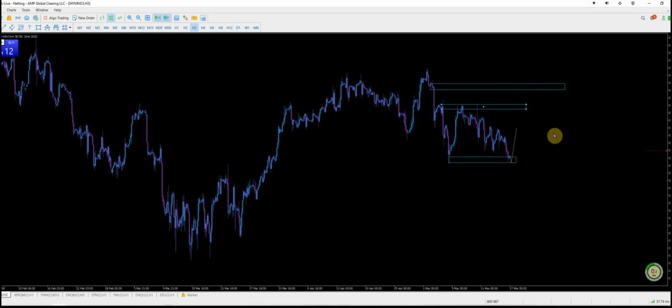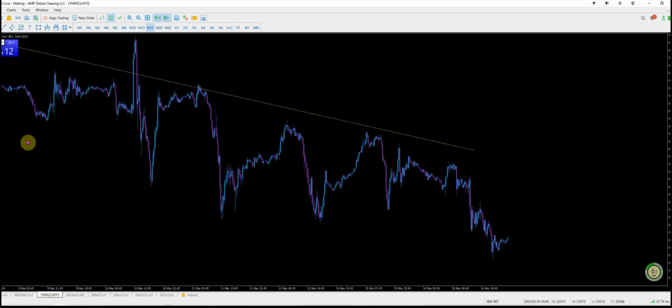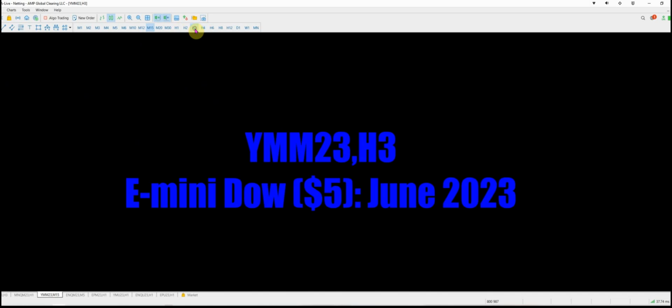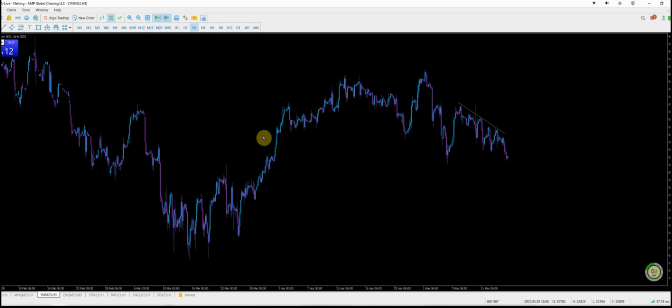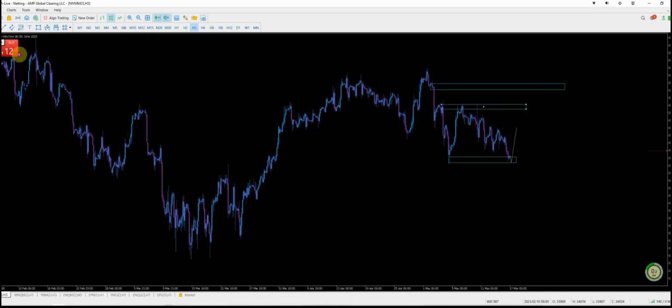Because this happens to be the micro, which is the MYM, as opposed to the full contract, which is the YM, which is this one. But you can see it's going to look exactly the same. It is the exact same chart. It's just that this is the 50 cents a point, as opposed to this one, which is the $5 a point, because it's 1/10 the size. But the chart is exactly the same.